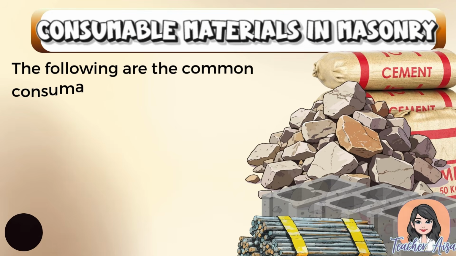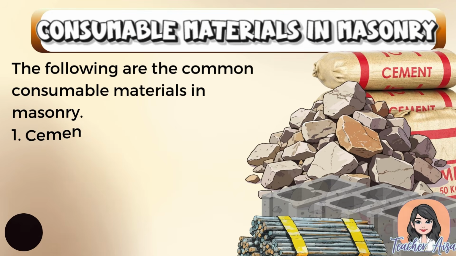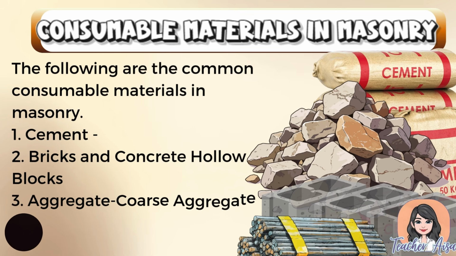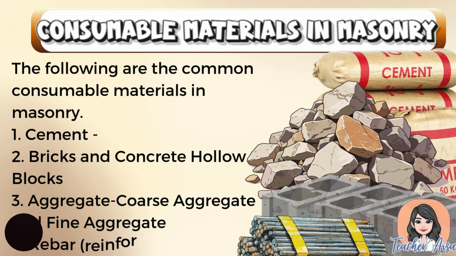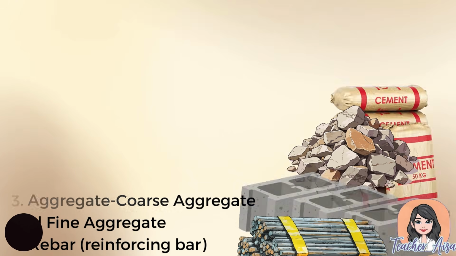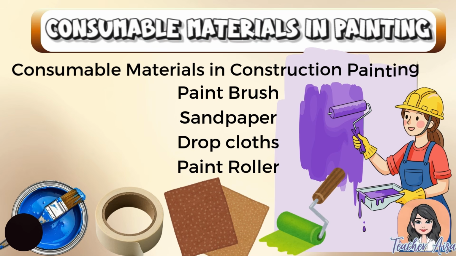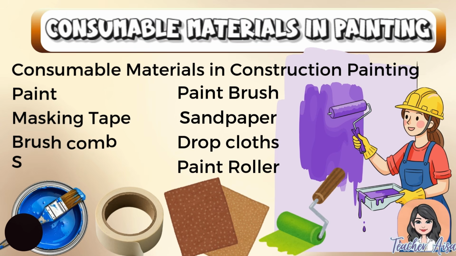Consumable materials in masonry. Common consumable materials in masonry include cement, bricks, aggregates, and rebars. These materials are essential for creating strong and stable structures. Consumable materials in painting. Construction painting uses consumables such as paint, brushes, rollers, sandpaper, and masking tape. These materials help protect surfaces and improve visual appeal. Most of them wear out after repeated use.